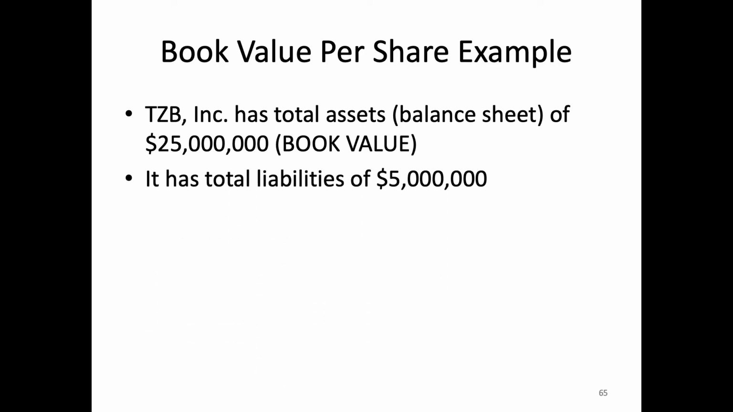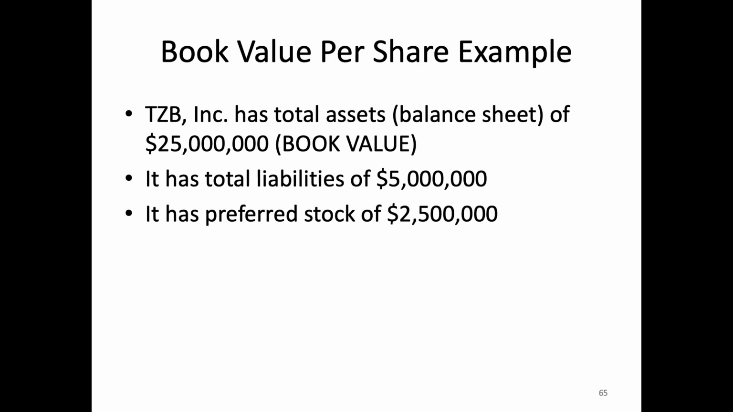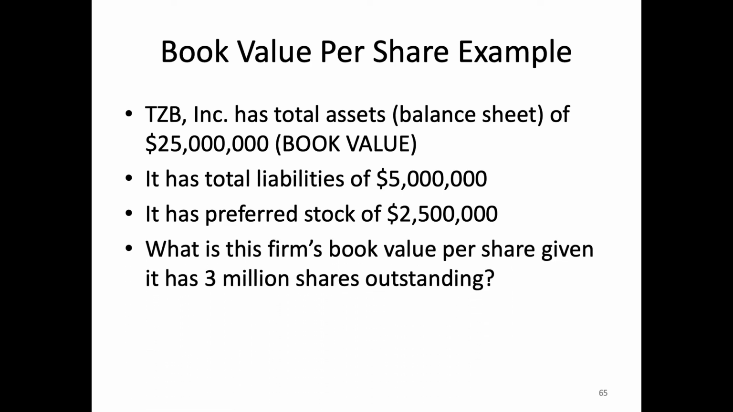It has total liabilities of $5 million. In other words, it owes its bondholders plus its current liabilities. The total is $5 million that we owe in debt. It has preferred stock of $2.5 million. So we'd owe the preferred stockholders $2.5 million. If we sold the company for the book value of $25 million and paid off the total liabilities and the preferred stock, we'd have what the common stockholders own, and then we would divide that by the number of shares outstanding.